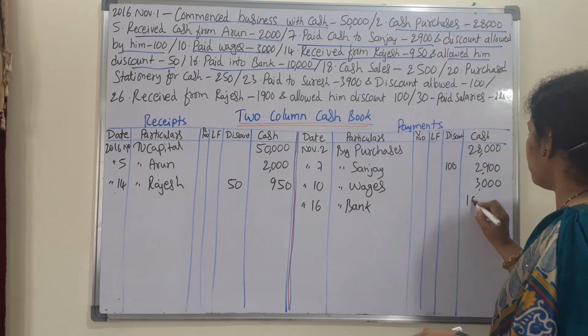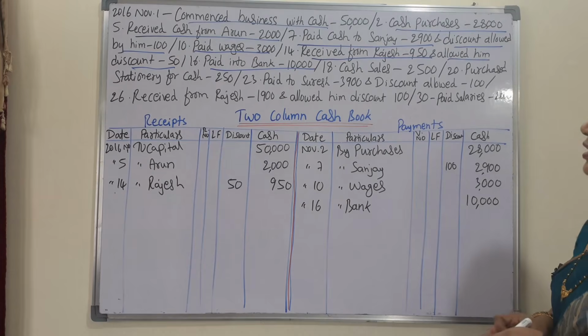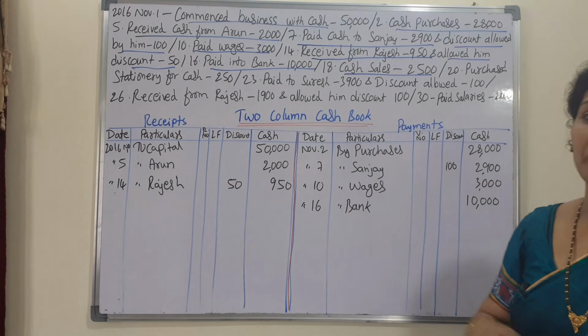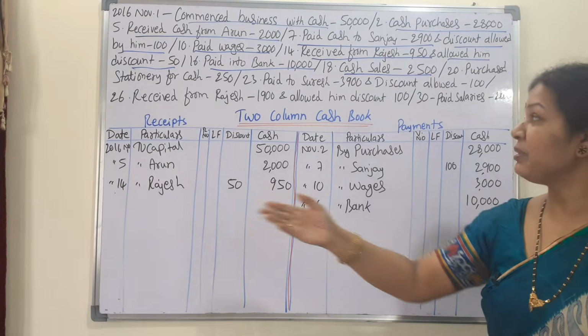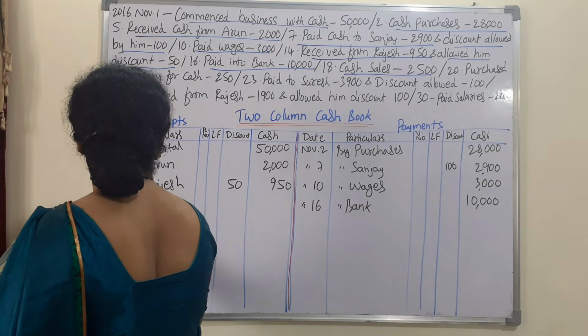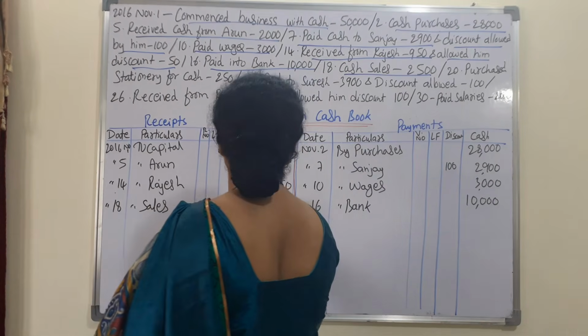By bank 10,000 means paying to the bank 10,000. Next, after that, cash sales. All the sales will be receipt, income. So on the debit side we will write, 18th, to sales 2500.